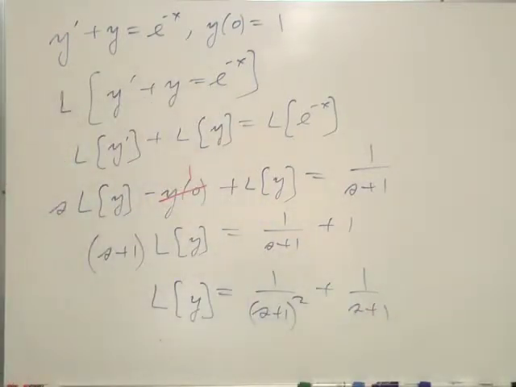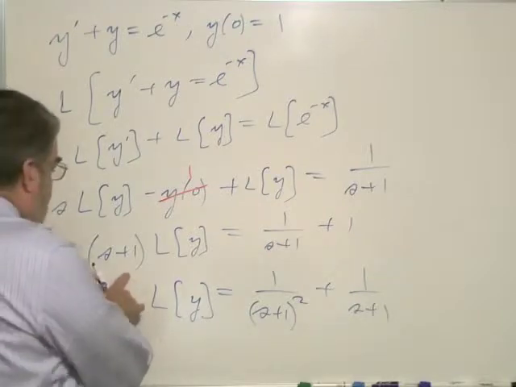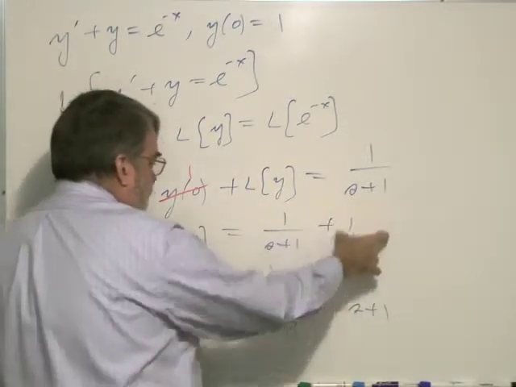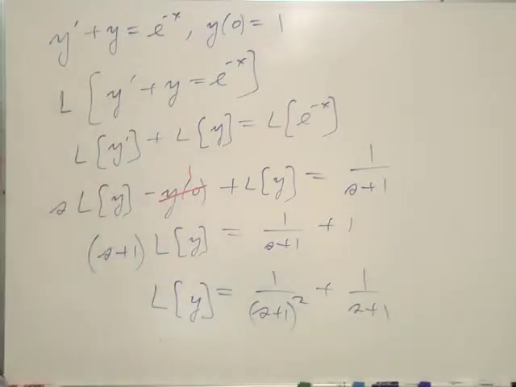I think I'll keep it in that form. We could combine fractions here. That would be okay. But if I divide both sides by s plus 1, over here I get a second power. Here I get 1 over s plus 1.